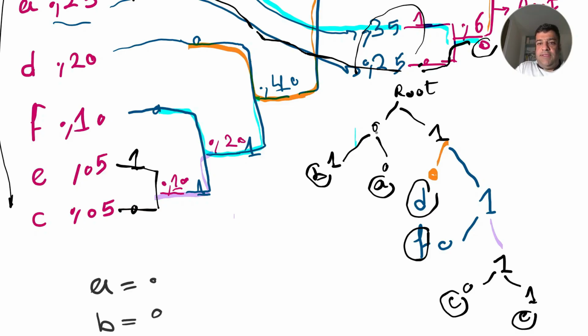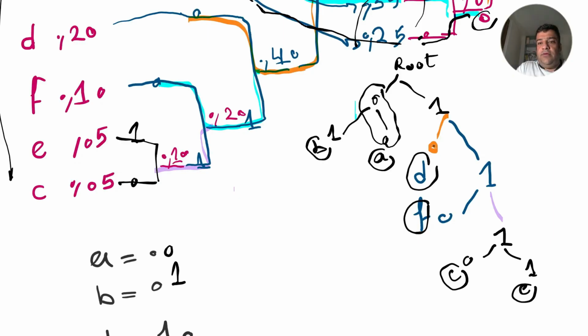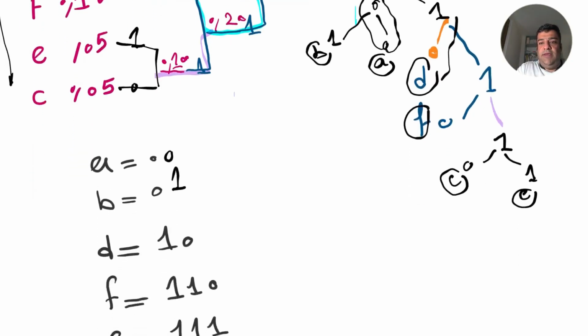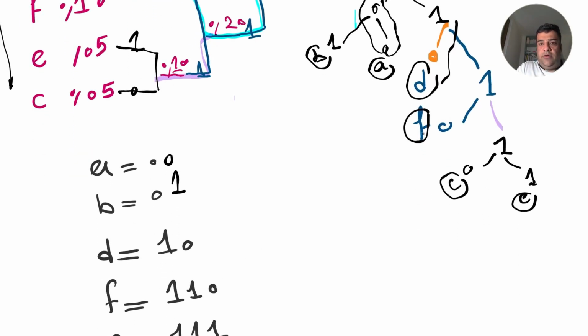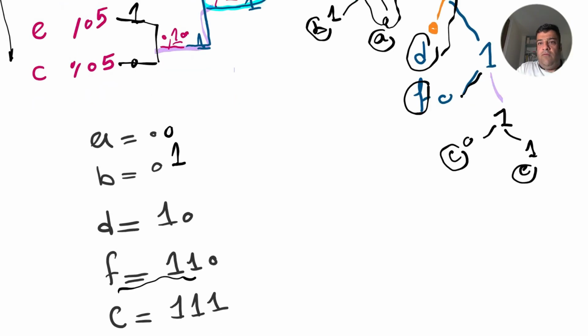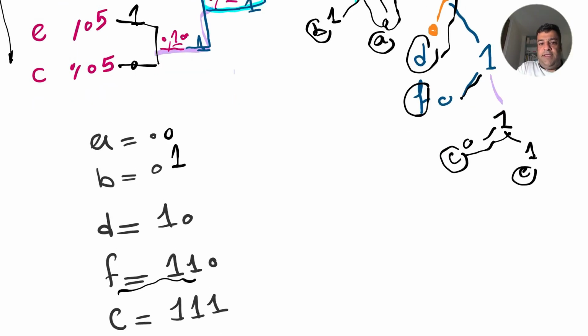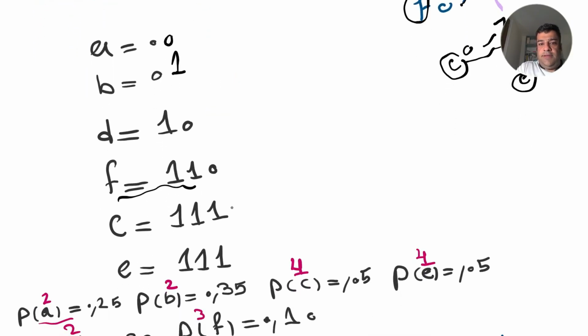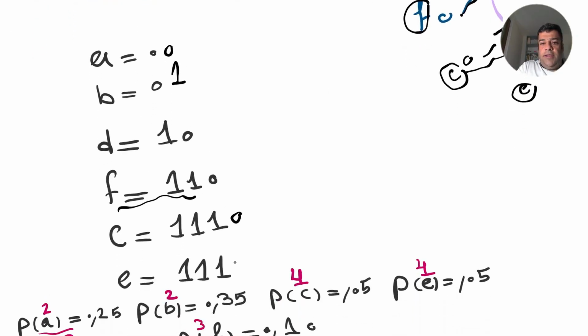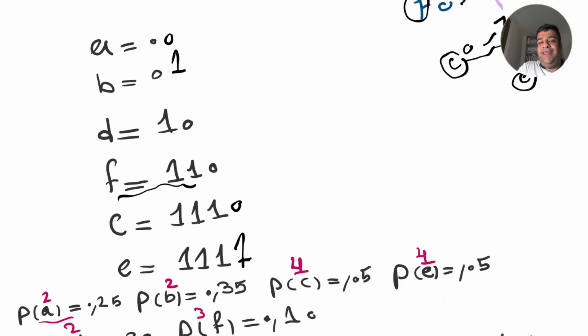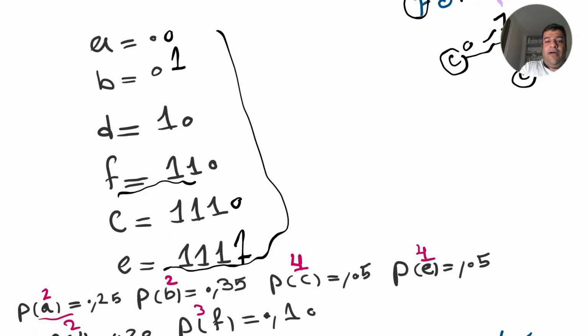For example, 00, the name is A. 01, the name is B. 10 in here, the name is D. 110, the name is F. 1110, the name is C, and 1111, the name is E. Okay, we obtain all of these code words.